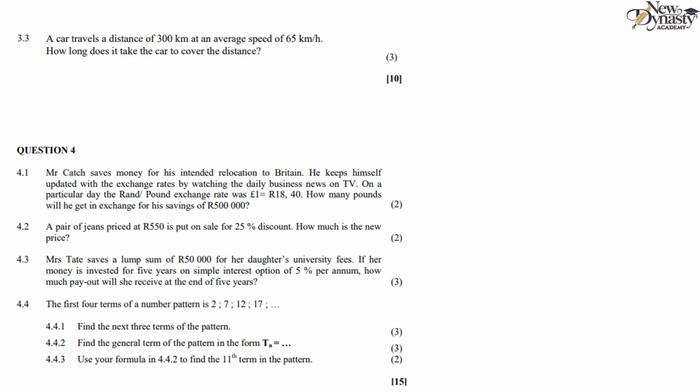Now question 3.3 says a car travels a distance of 300 kilometers at an average speed of 65 kilometers per hour. Now we are given here the distance of 300 kilometers and we are given the speed of 65 kilometers per hour. The question says, how long does it take the car to cover the distance? How long is a question of time? So we are asked to calculate the time that it takes to cover that distance at that particular speed.